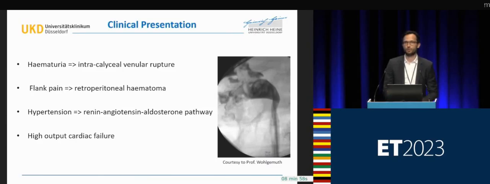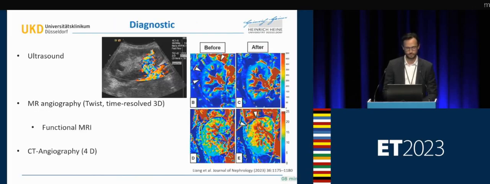What is the clinical presentation of these patients? They come with hematuria, with flank pain, hypertension due to the angiotensin-aldosterone pathway, and also some of those patients come to us with high output cardiac failure.